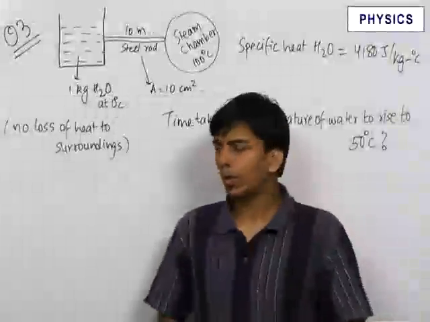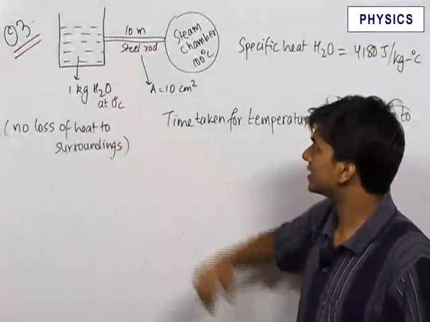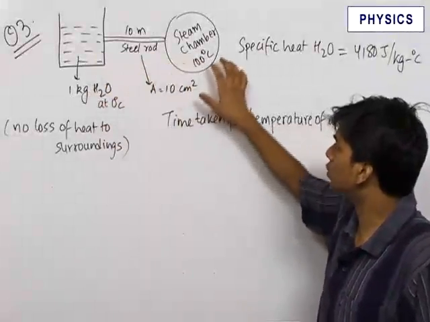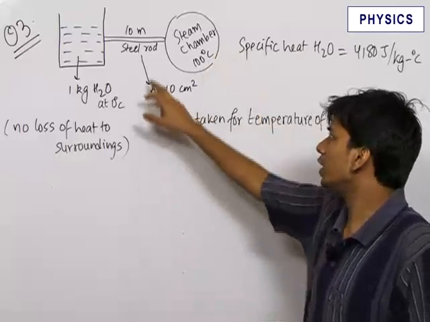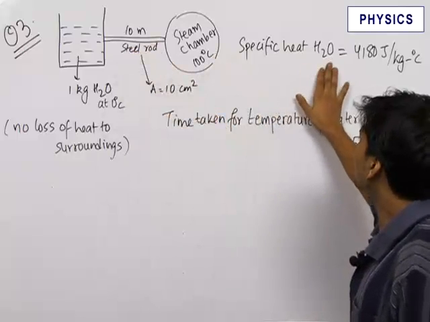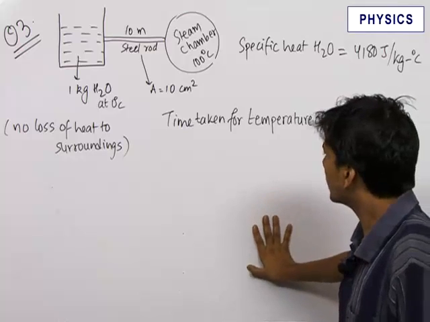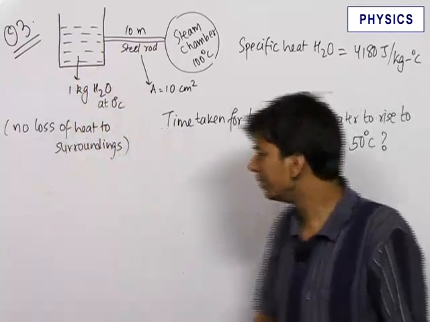Here we have another simple problem. We have a container containing 1 kg of water at 0 degrees Celsius. There is a steel rod joining this chamber to a steam chamber having steam at 100 degrees Celsius. Now the area of cross section of the steel rod and the length of the steel rod is given. We have also been given the specific heat of water to be 4180 joule per kg degree Celsius. We can assume that there is no loss of heat to surroundings and this container does not absorb any heat.